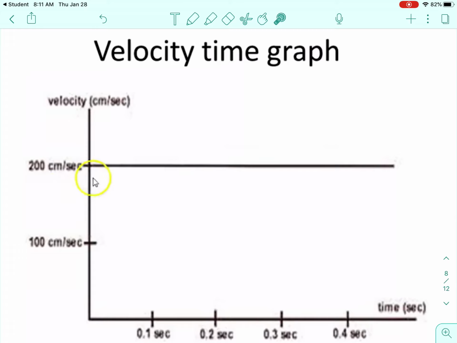So here's a velocity time graph. So here's your axes, and then here's the line. Notice that the line is flat. So that means that you are going at a constant rate of 200 centimeters per second. It's up above the x-axis, so you are moving in the positive direction or to the right at a steady rate of 200 centimeters per second.